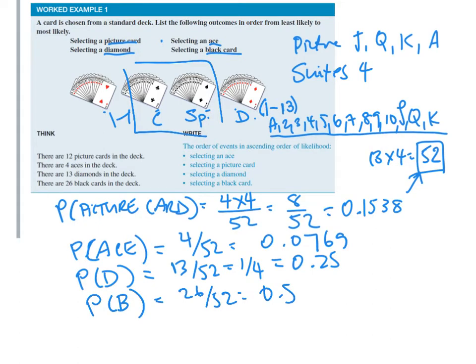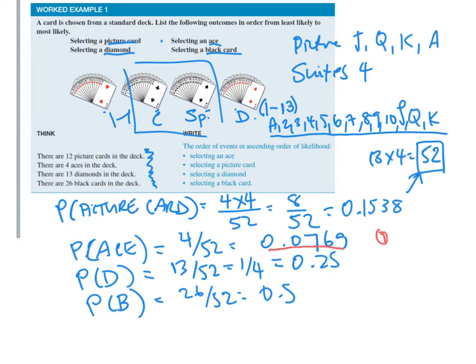Now they're getting you to think, and they have done this all out of 52. We've gone a little step further here because we have calculated the actual probabilities themselves. So that one, that one, that one, and that one. And what do they want us to do? In order from least likely to most likely. They have said ascending, so the least likely is an ace, and I think we probably concur with that.